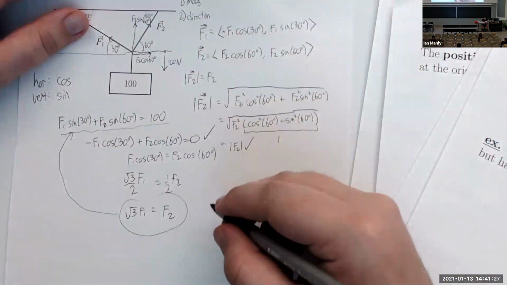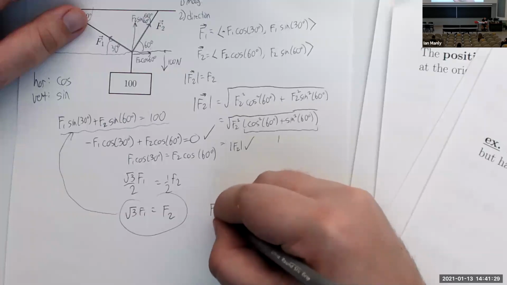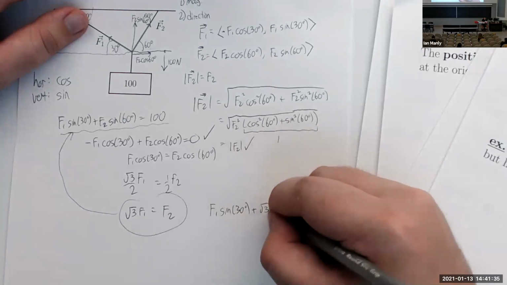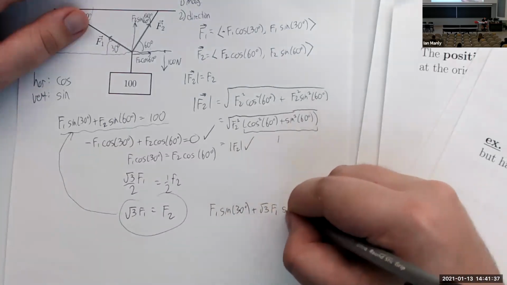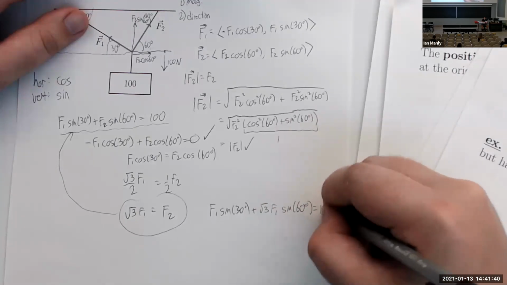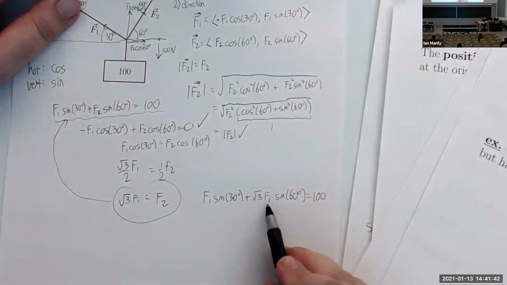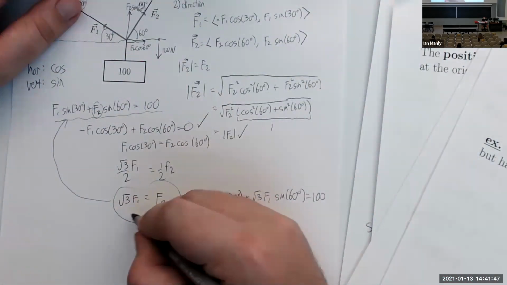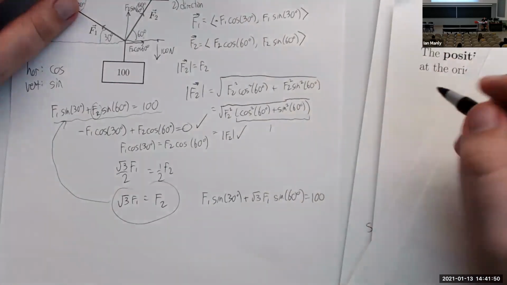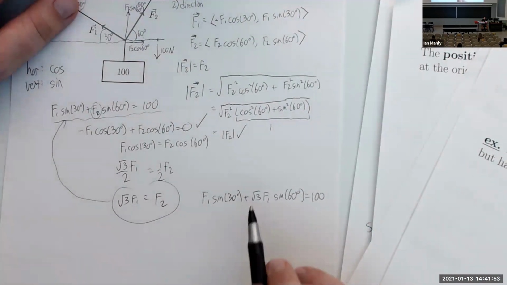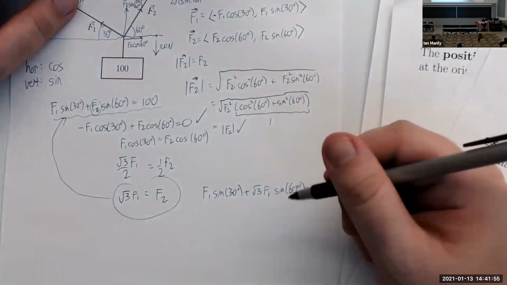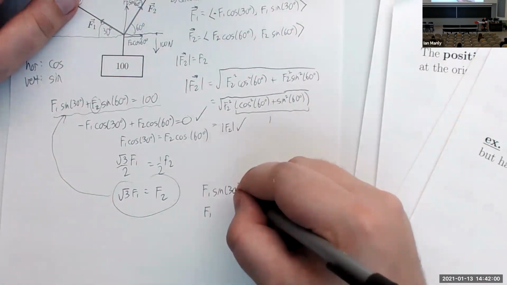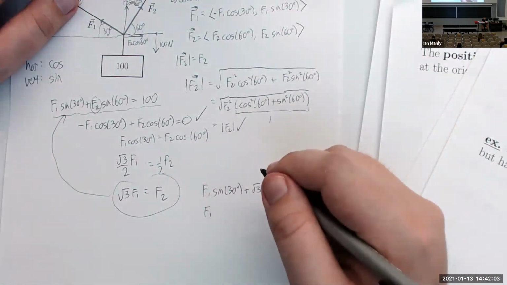So when I do that, I get that F1 sine of 30 plus √3F1 sine of 60 is 100. And where did I get this from? Remember, I can replace this F2 right here with √3 times F1, because that's what we just found out. And thankfully, this equation now only has one variable right here. All right, so let's see. Sine of 30 degrees is going to be 1/2.